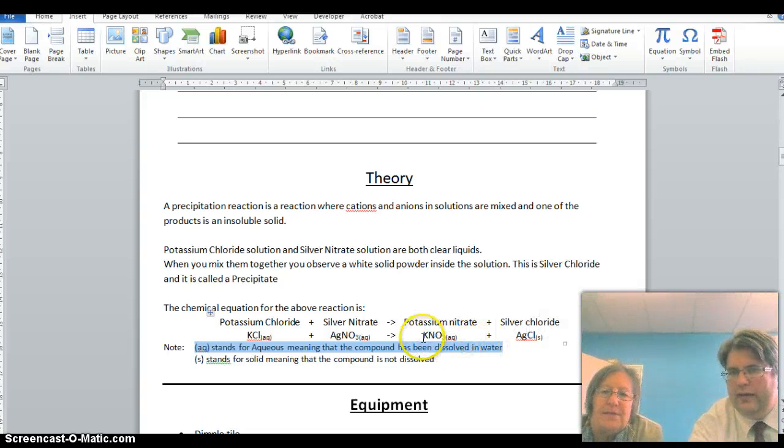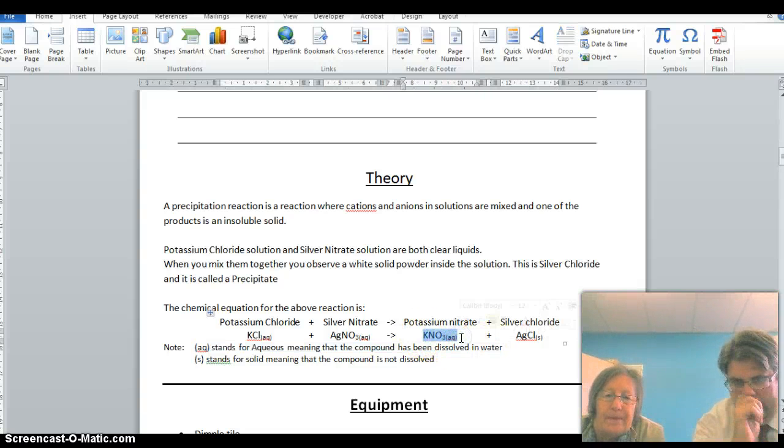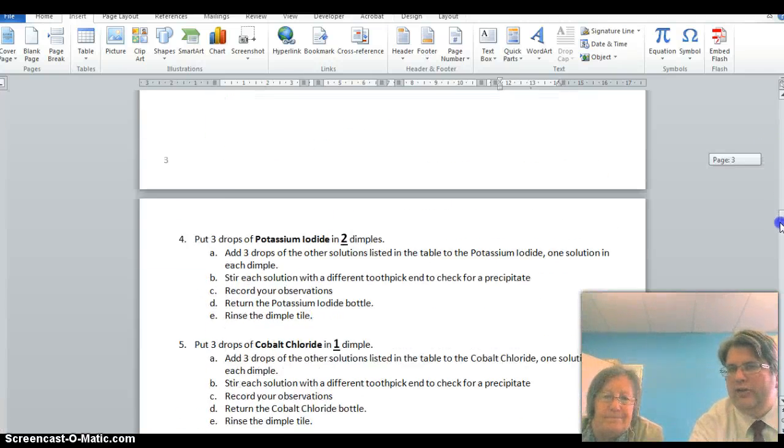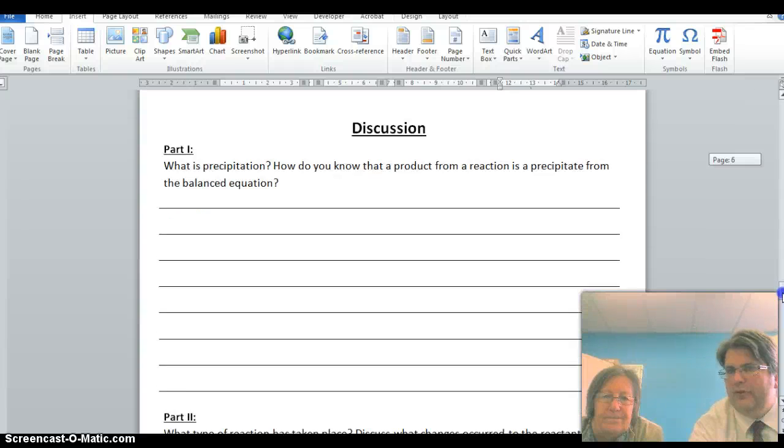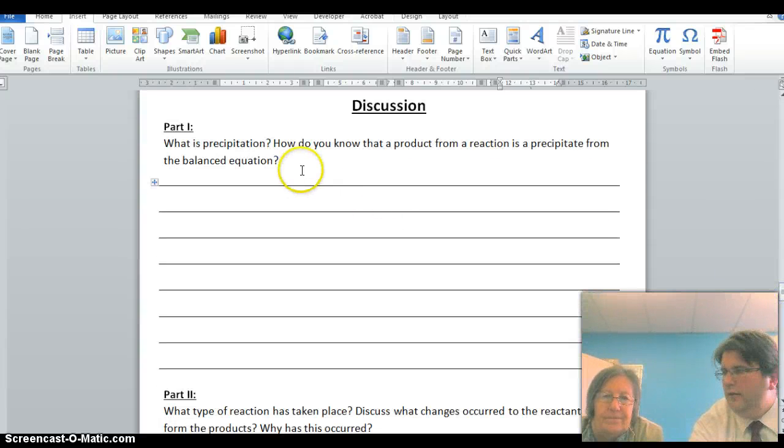Right. So this one here is aqueous. It's not the precipitate. This one here says S. It's solid. It means that the compound has not dissolved, or in a precipitate reaction, it is the precipitate. So the question is, how can you tell from the equation whether something is a precipitate? It means that you have to see the states on it, and you can see that from that equation. So that's nice and easy. You can do that one.